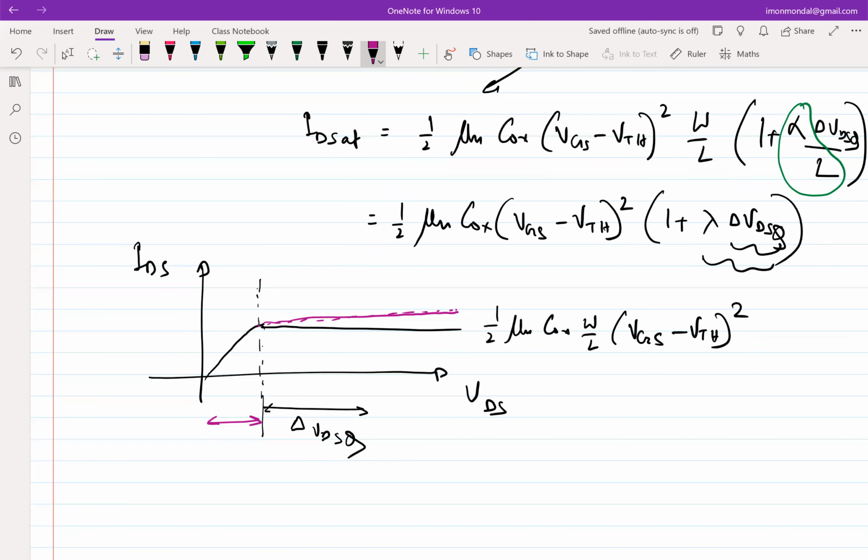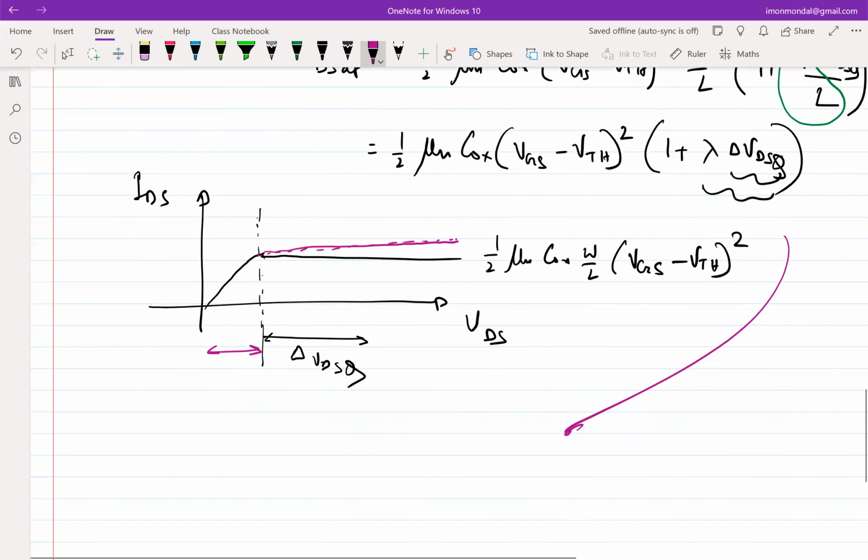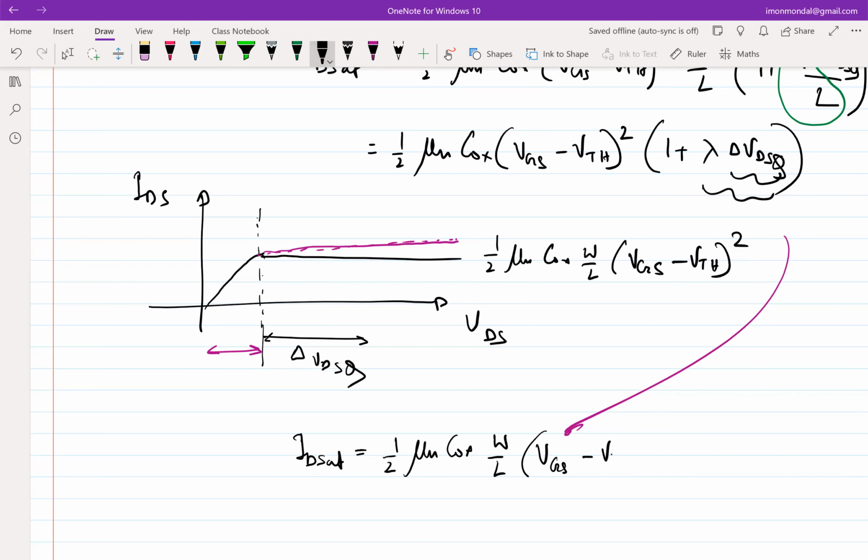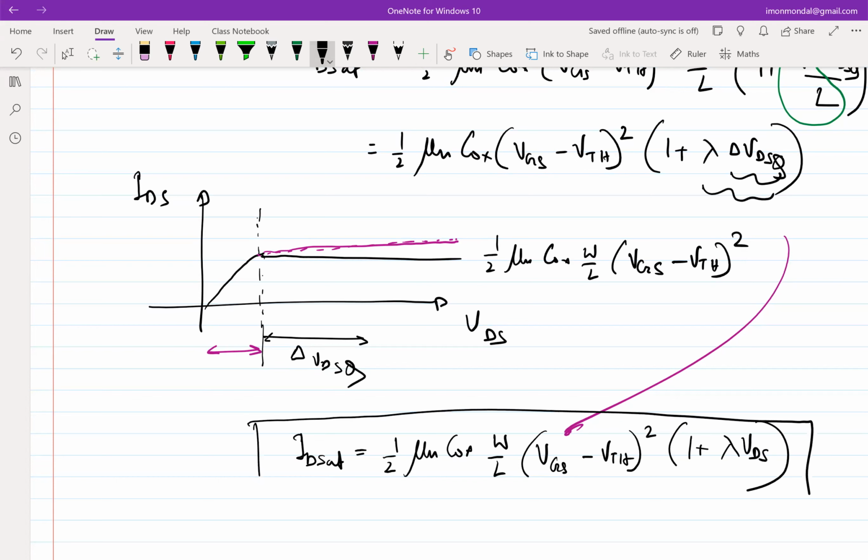So your ID sat equation is often approximated as this. This is the standard equation that you see in the literature, and this is what we'll be using throughout the course. Again, a quick disclaimer.